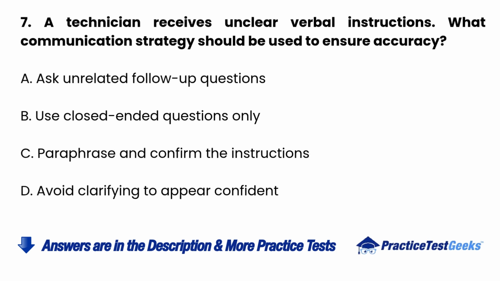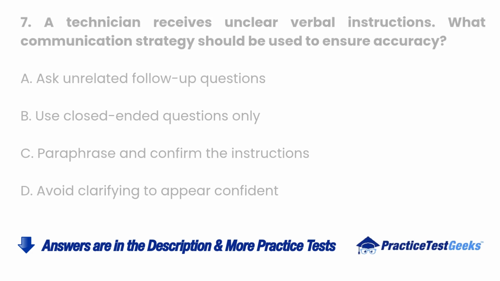7. A technician receives unclear verbal instructions. What communication strategy should be used to ensure accuracy? A. Ask unrelated follow-up questions. B. Use closed-ended questions only. C. Paraphrase and confirm the instructions. D. Avoid clarifying to appear confident.